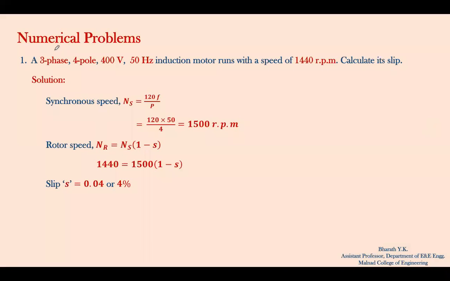So now we will solve a couple of numerical problems. In the first problem, a 3-phase 4-pole 400 volts 50 hertz induction motor runs with a speed of 1440. We have to calculate the slip at which it is running. So for that, we have to calculate the synchronous speed and the rotor speed. The equation for synchronous speed is given by ns is equal to 120 f by p. The frequency is 50 hertz. The number of poles is 4. Therefore, by substituting, we will get 1500 RPM.